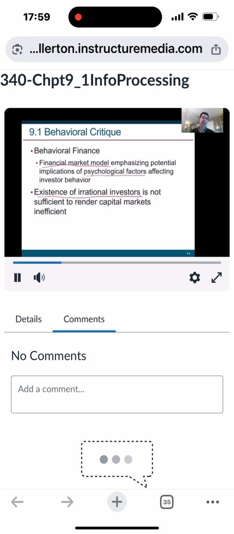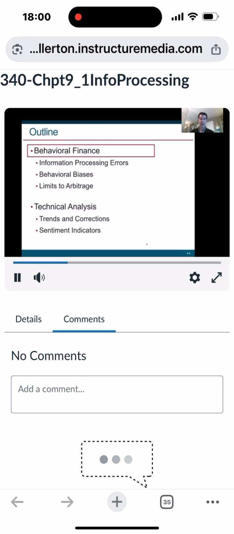What do they mean by irrational? Not necessarily irrational, just not perfect decision makers. They'll say that that is not sufficient to render capital markets inefficient. So again, we're going to see that later. That's sort of the pushback, the back and forth between behavioral finance and efficient markets. All right. Let's jump into some of the main claims and ideas in behavioral finance.